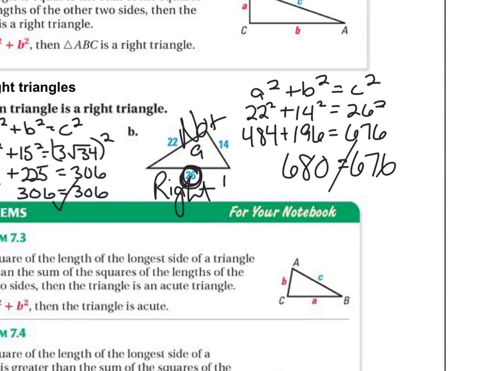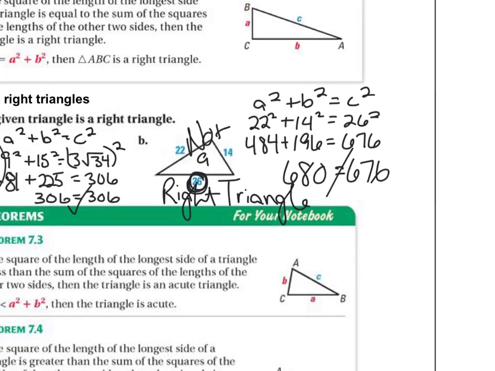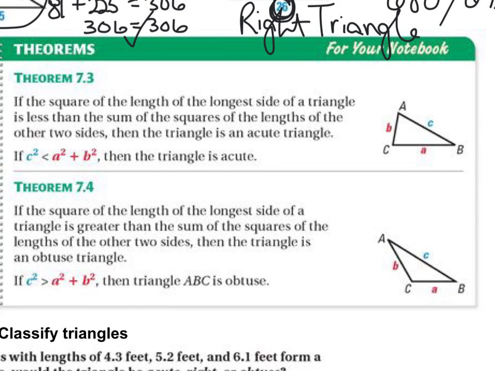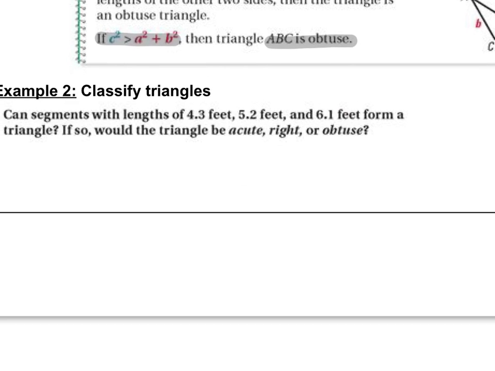Okay, so that's how we use the Pythagorean theorem to determine if it's a right triangle. Now, some of you may be asking, what if we want to classify the triangle as acute or obtuse or right? Well, there's a way to do that using the Pythagorean theorem. Theorem 7.3 and 7.4: if c squared is less than a squared plus b squared, then the triangle is acute. So on your paper, I would maybe highlight, circle, underline. If c squared is greater than a squared plus b squared, then the triangle is obtuse. Okay? So let's put that into action here.